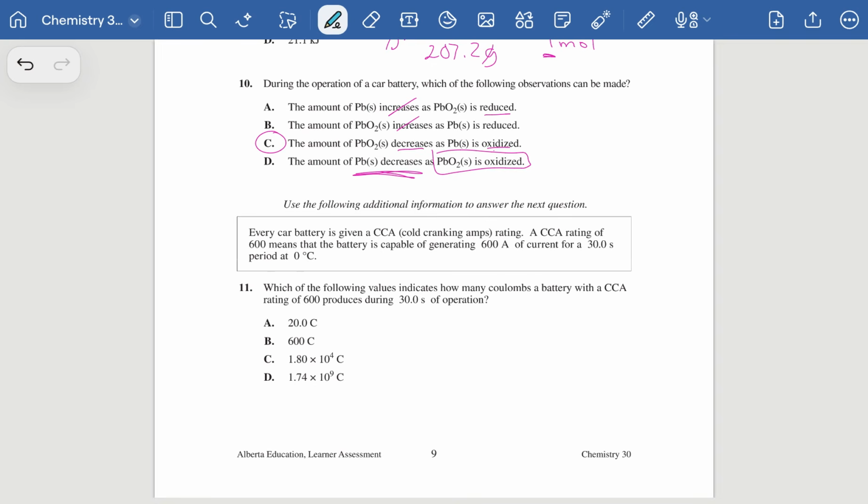So what I did is took a look at some units on page, I believe it's 2 of your data booklet, and you'll see that current is in amps or coulombs per second. So you can make that connection that amps equals coulombs per second. So this is just connecting units together.